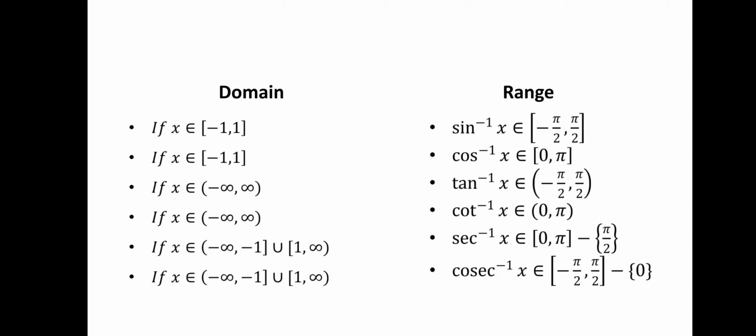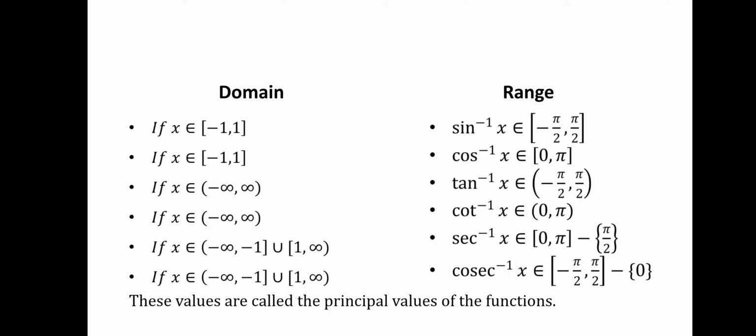Then again, if I take x which is any real number except between minus 1 and 1, then sec inverse x will give me a value between 0 to pi, but at the same time it will never give me a value pi by 2. And similarly the same for cosec inverse x. Once we understand this, these values are called the principal values. Why are they called principal values?